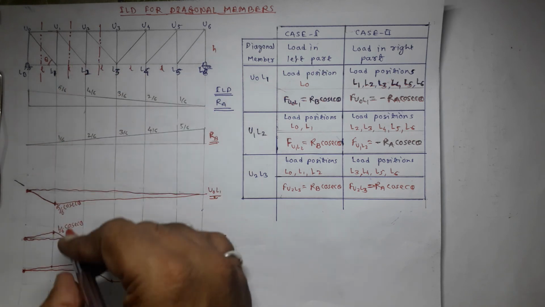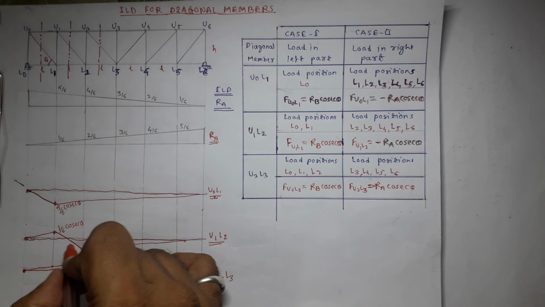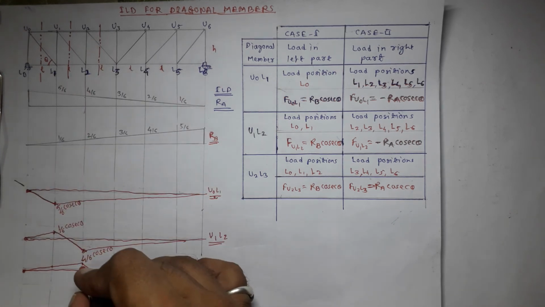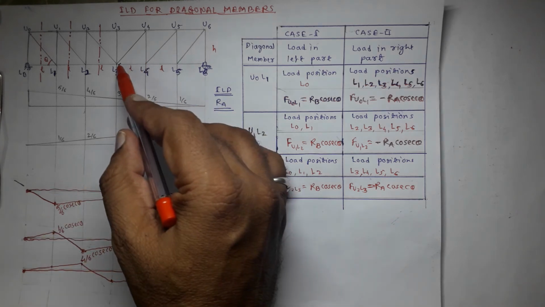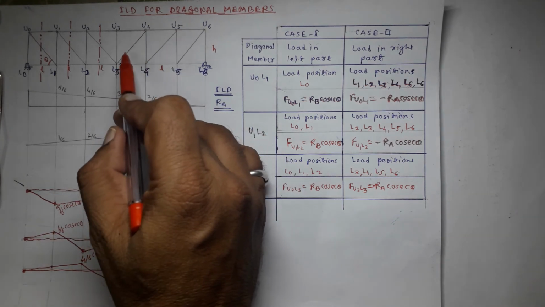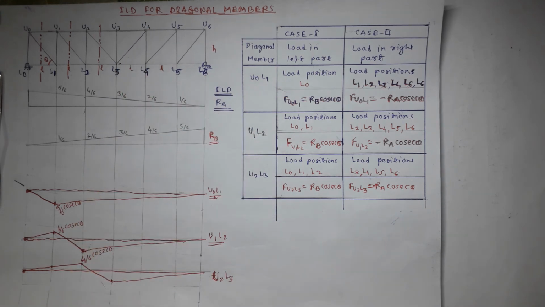For this member, the ILD has this part in the same span, you can see. For this member again, the ILD will have the same part. Now what can you tell about this member? Again, for this member, the ILD for U4L3 is going to have a similar part over here, and then we can join these together. Now I am going to show how the ILD for the other members can also be calculated in the next part. Let me draw the figure for that first.